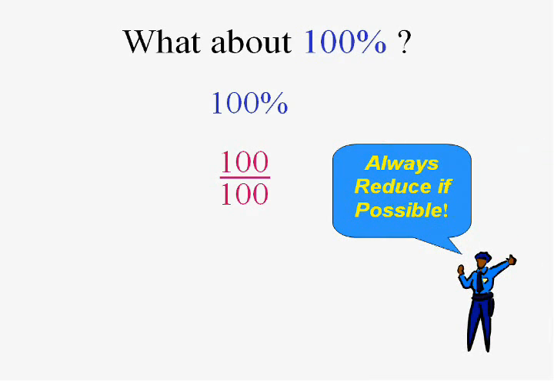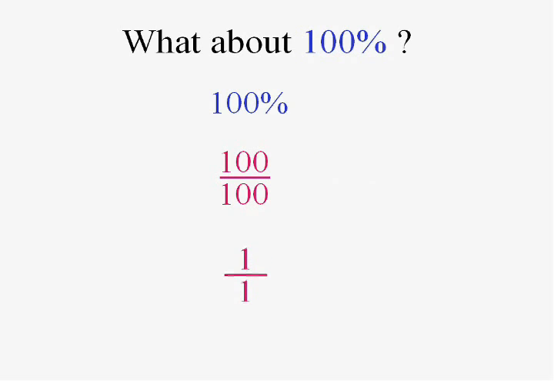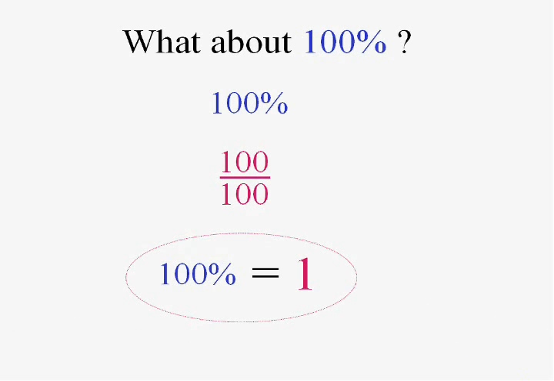Is that your final answer? No, we have to reduce. This is easy to reduce. We'll divide top and bottom by 100. You get 1 over 1, or 1. And that's important to remember. 100% is the same as the number 1. 100% of something, of meaning times, is the same as multiplying by 1. So always, if you get baffled, always remember 1 is the same as 100%, and 100% is the same as 1.